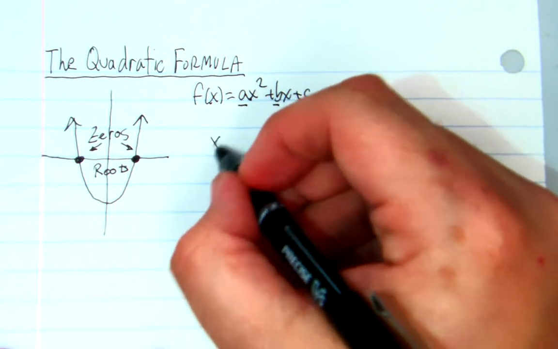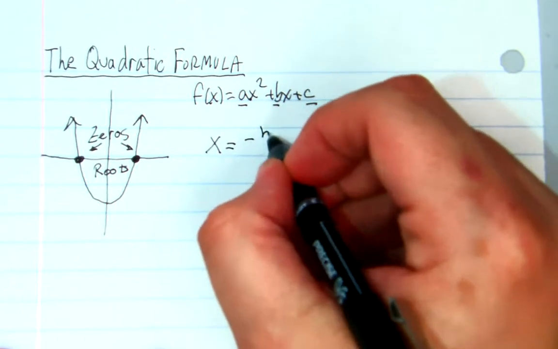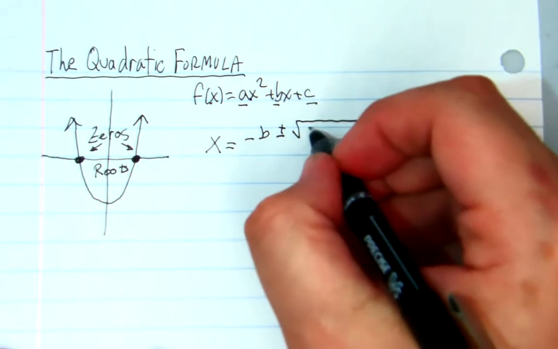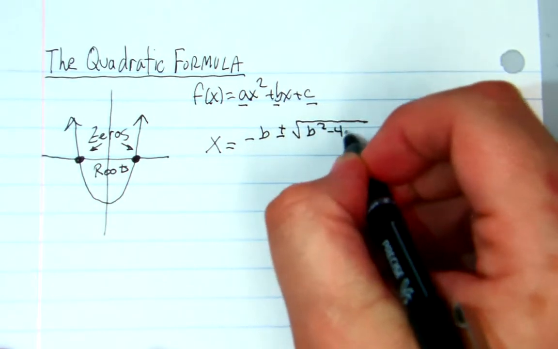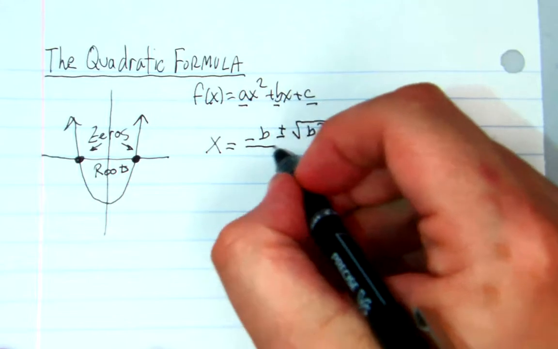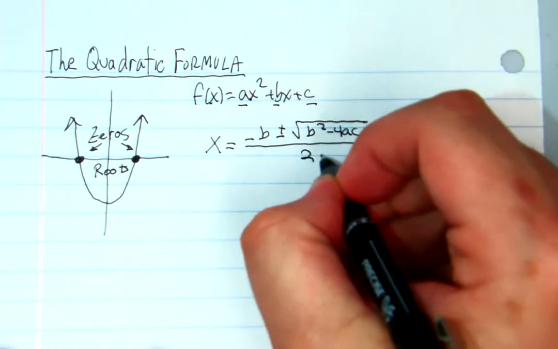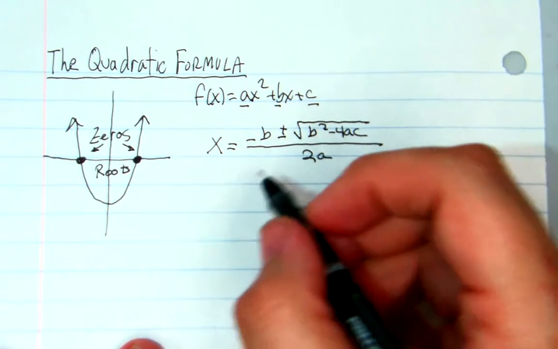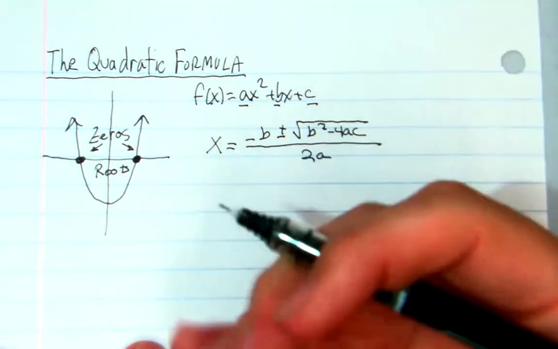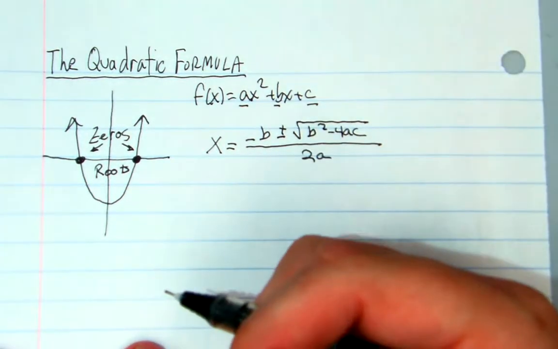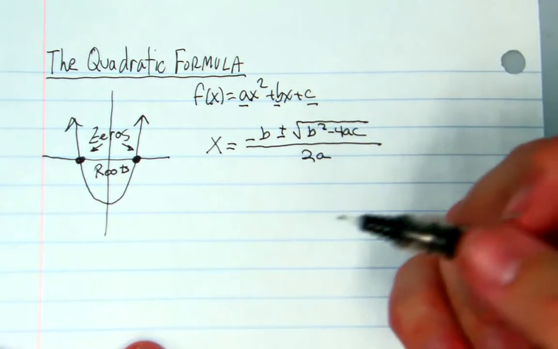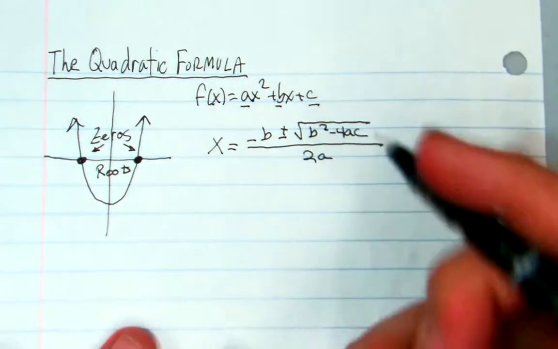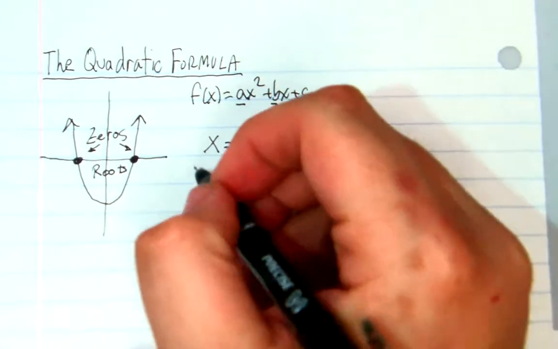The formula itself is x is equal to negative b plus or minus the square root of b squared minus 4ac all over 2a. And I would recommend when you're doing the quadratic formula by hand that you do everything step by step. Kind of break things up and not just plug it all into the formula at once. Here's what I mean by that.